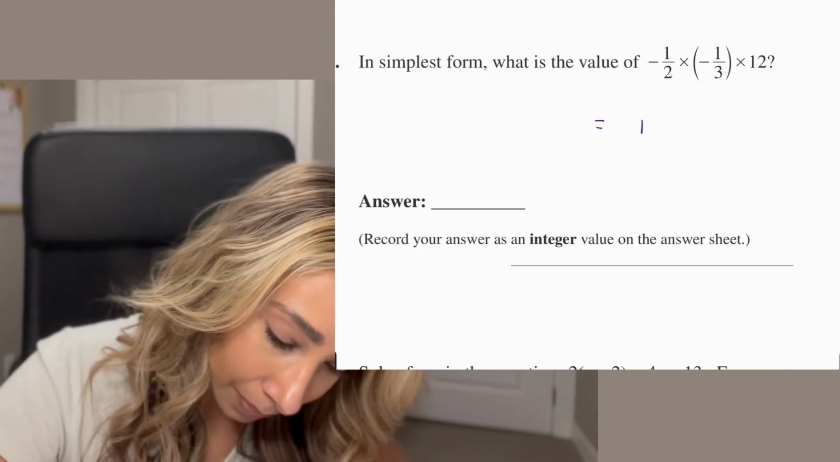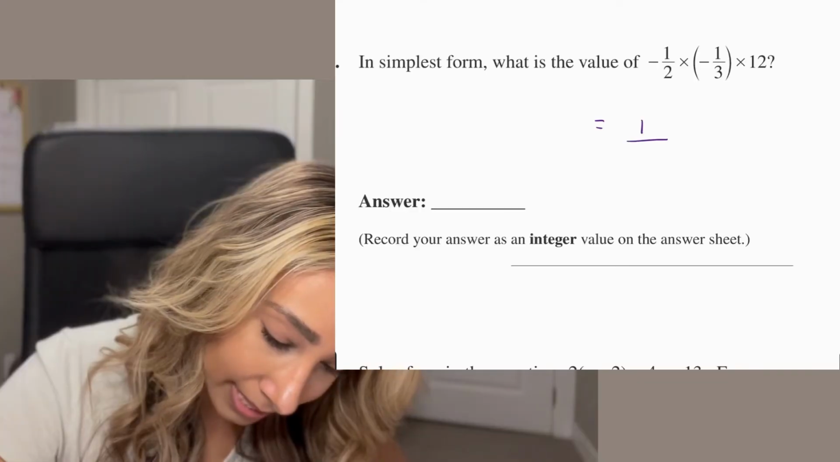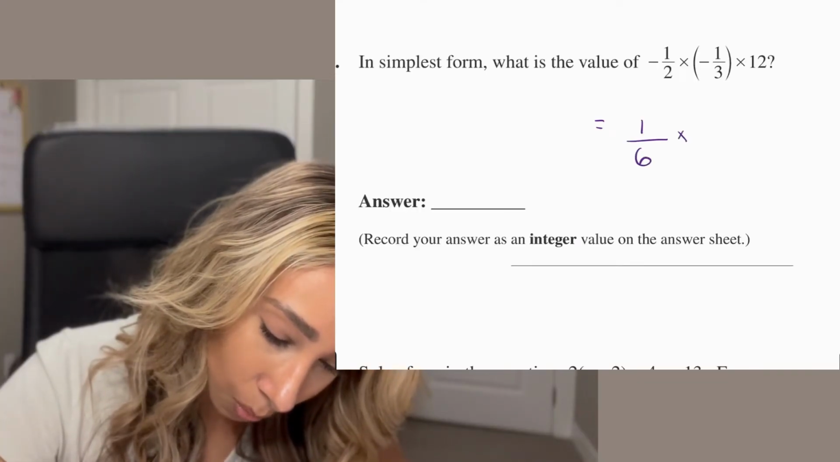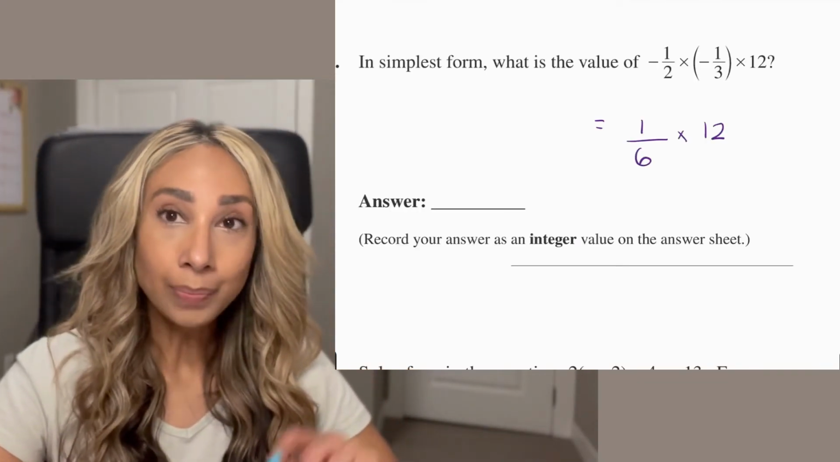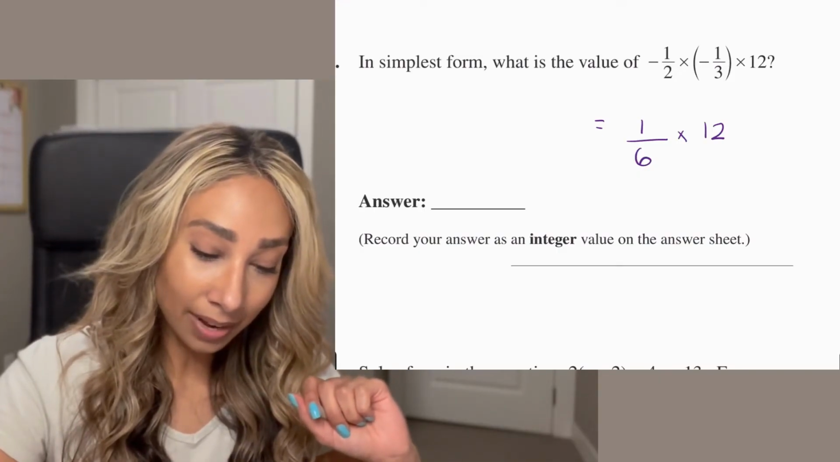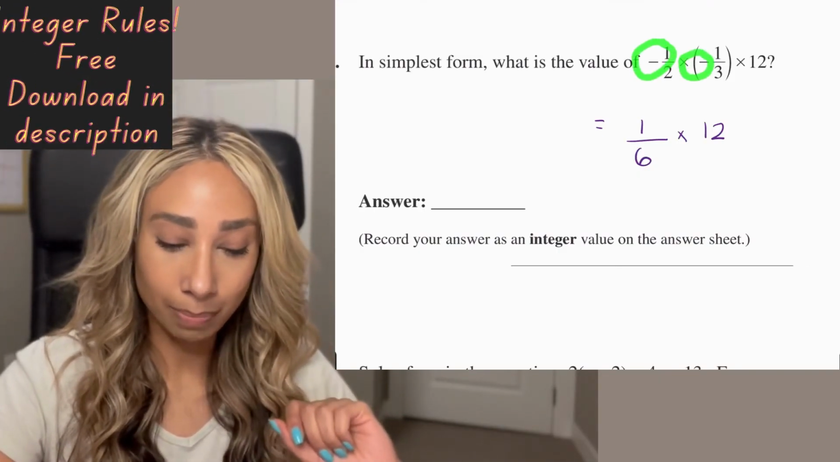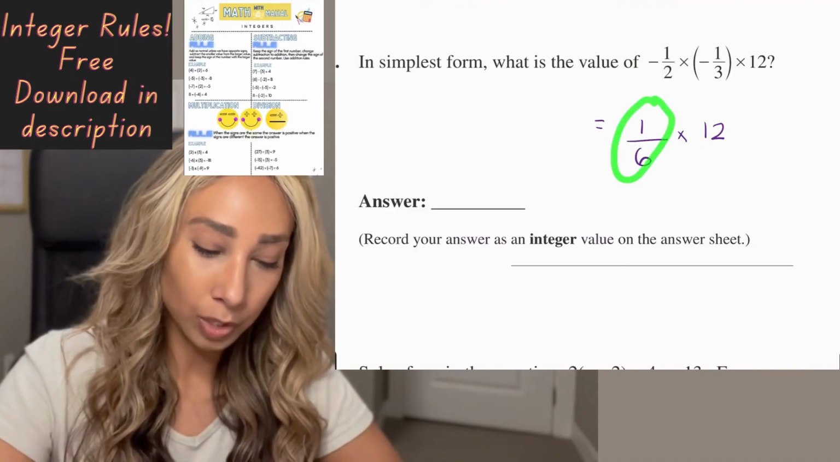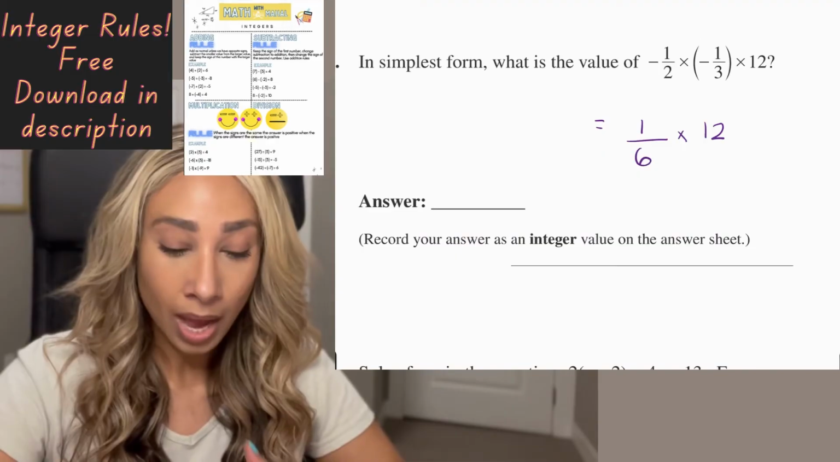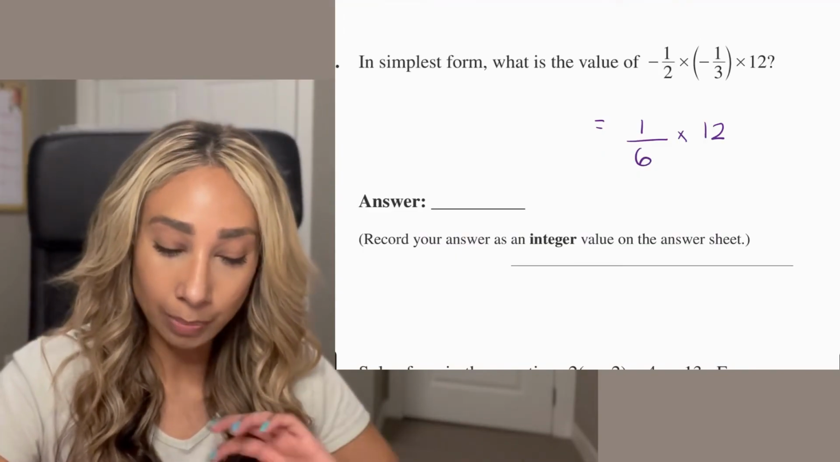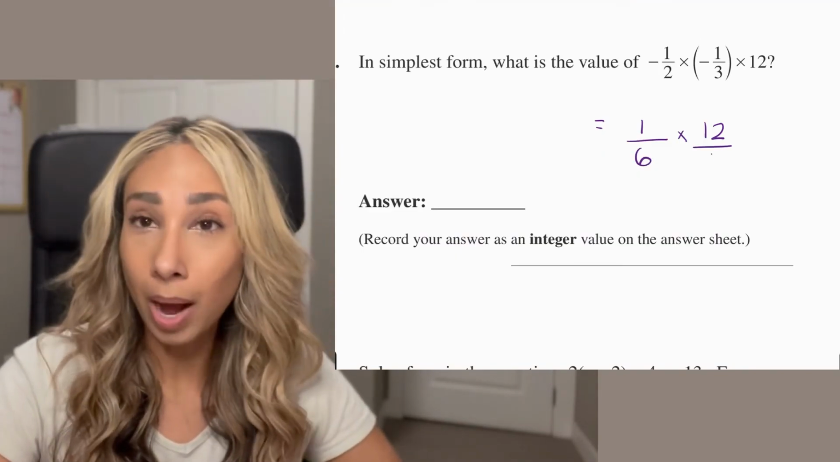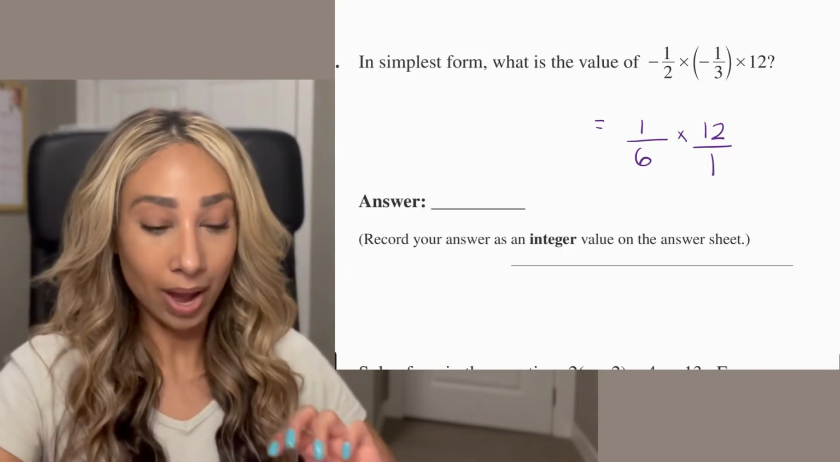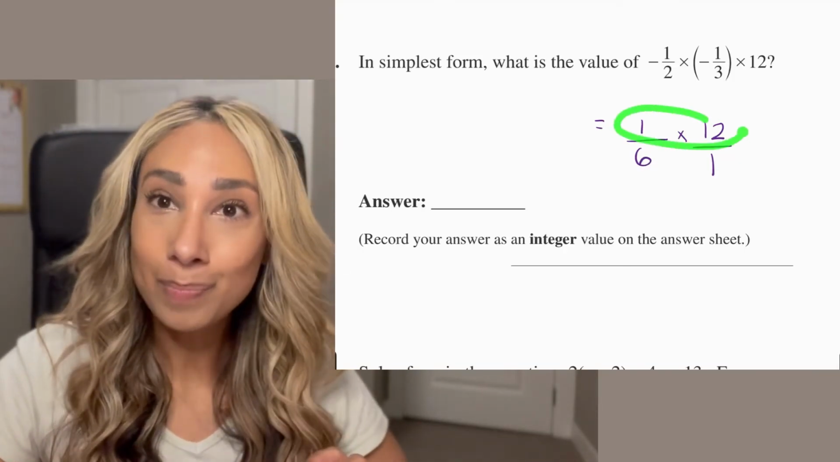So that's going to become 1 over 6 times 12. Now remember that a negative times a negative gives us a positive. So that's why this becomes positive 1 over 6. And then we're multiplying it by 12. So 12 is a whole number. It's up to you how you see this, but I'm just going to turn it into a fraction by popping a 1 underneath it. So now I've got top times top, bottom times bottom.